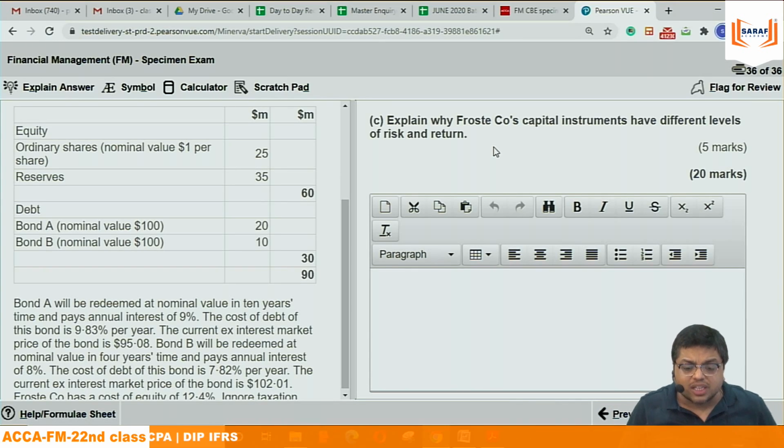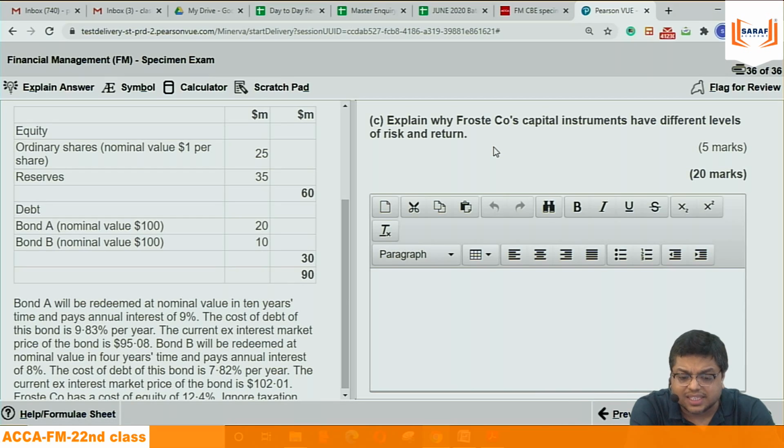Why is bond A more risky? What is the logic behind bond A being more risky? It is by the same company. If there are two companies, one with a better credit rating and the other with less creditworthiness, we can see it. But why in the same company?